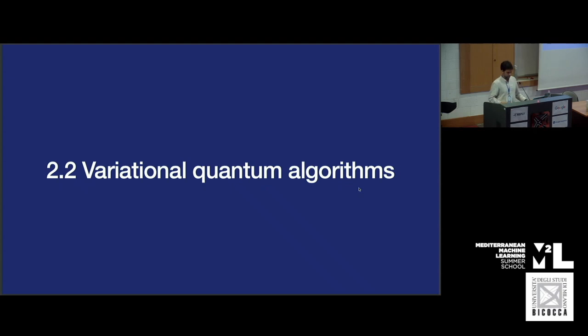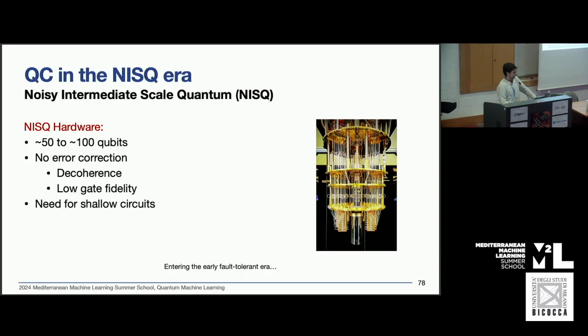Okay, so I have this last part, which I'll try to do a bit more quickly. It's about variational quantum algorithms. Those are some heuristics. I'll go faster. The idea was to develop algorithms for quantum computers that are noisy and not really stable. So you have only a handful of qubits and they are noisy. You want circuits to be shallow so that the error doesn't propagate.